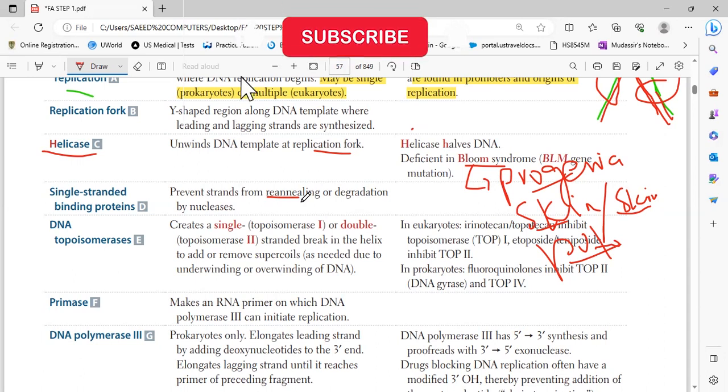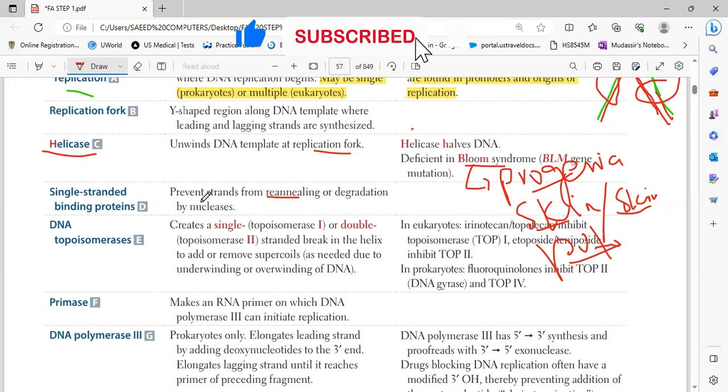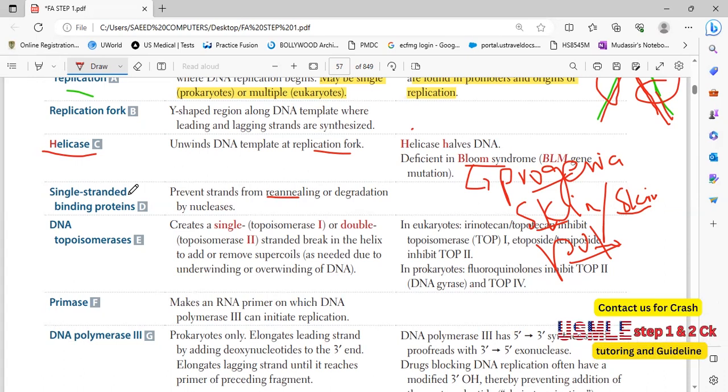The second important point, which is high yield, is protection from degradation by nucleases. A single strand is prone to damage by nucleases.